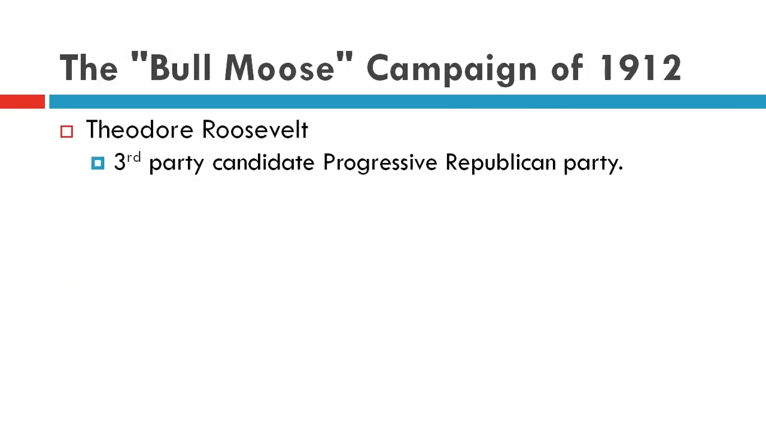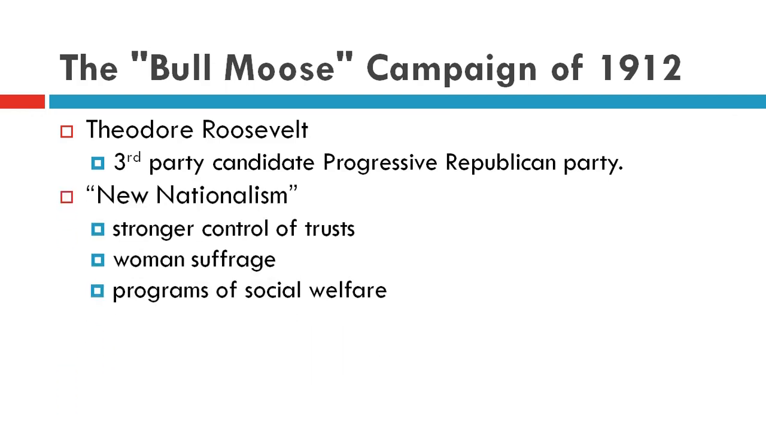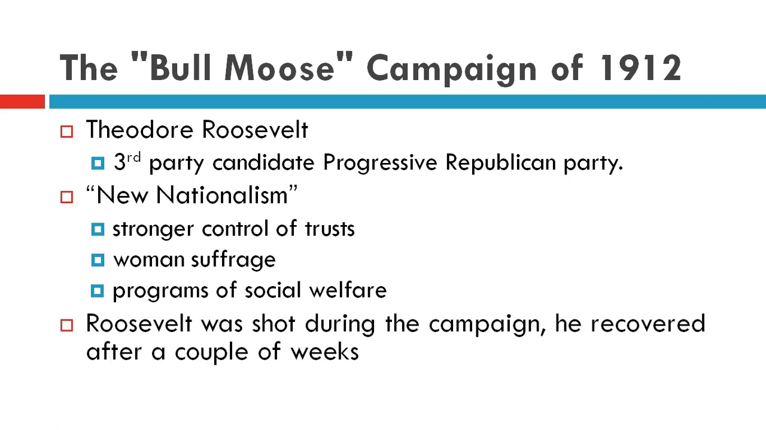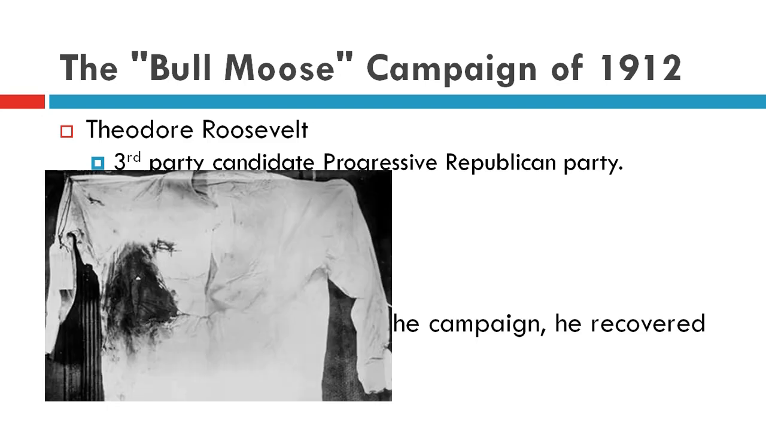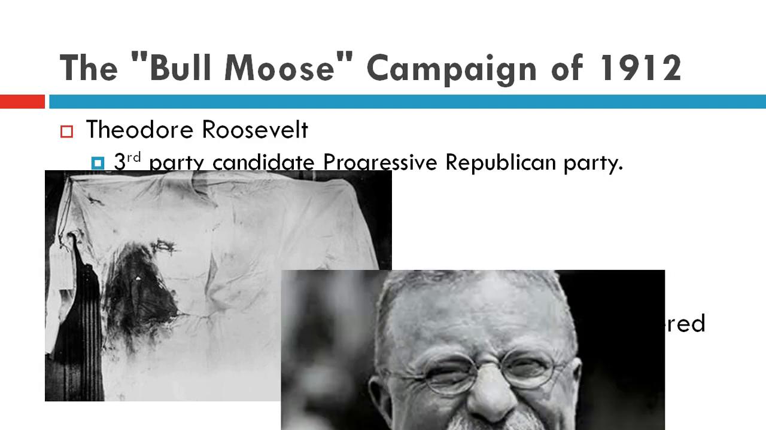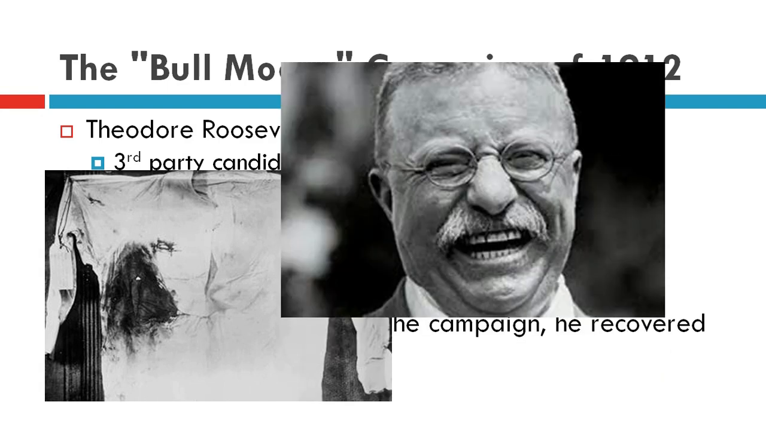Teddy Roosevelt runs as a third party. His Bull Moose Party is a progressive Republican party, and he has this idea of new nationalism, which includes stronger control of the trusts, women's suffrage, and programs for social welfare. Roosevelt was actually shot during the campaign. He recovered quite quickly. Here is a picture of the bloody shirt, which the text suggests he waved while giving speeches. And here's those teeth we keep hearing about.